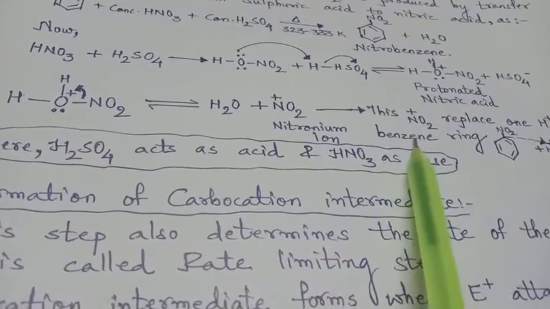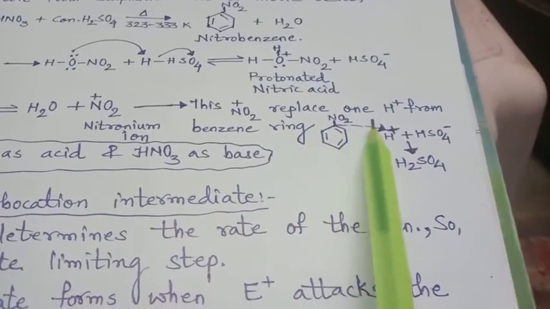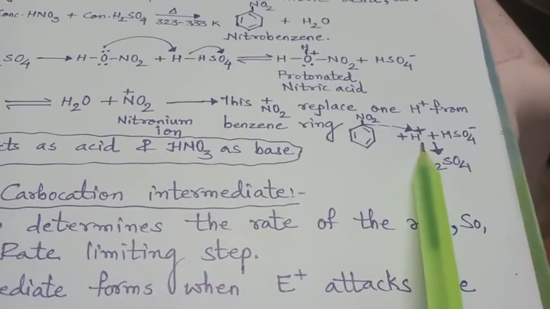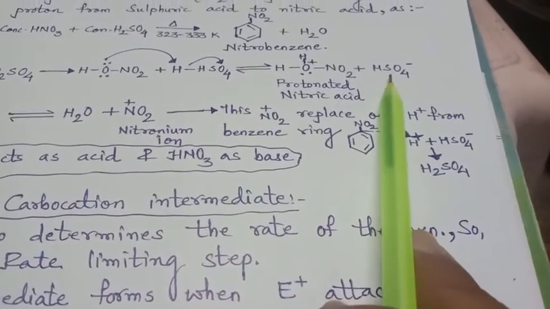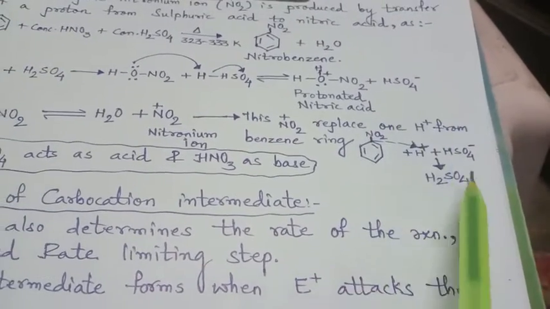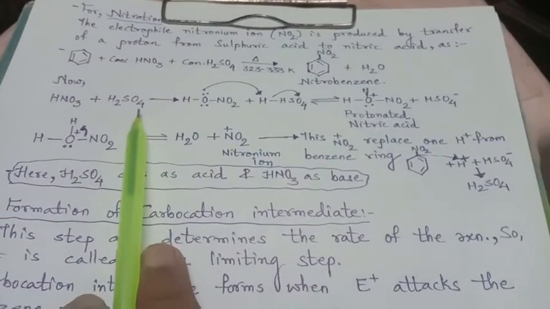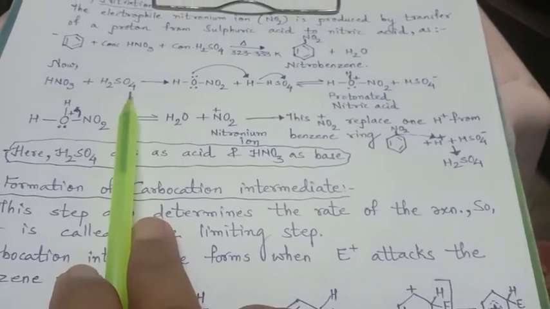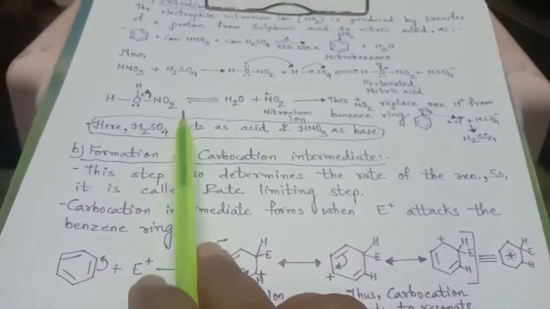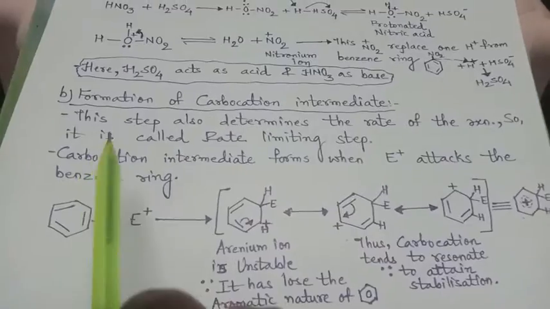This nitronium ion will replace one H plus from the benzene ring. This H plus is replaced and it will take the NO2 position there. This H plus will react with the left out HSO4 minus from the very first cleavage, and it will be back as H2SO4. So the catalytic reagent takes part as an intermediate, but at last it is regained. Here H2SO4 is acting as an acid and HNO3 as a base.